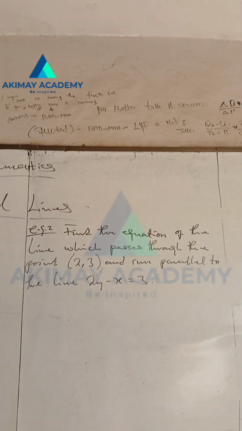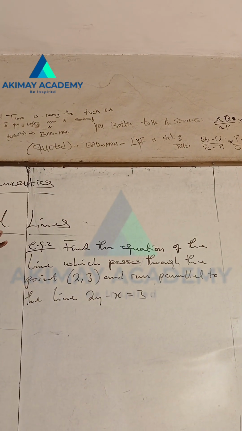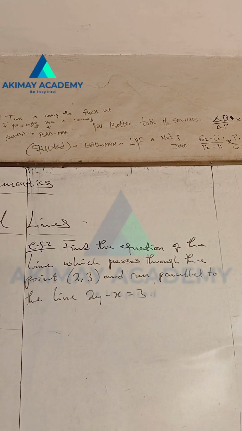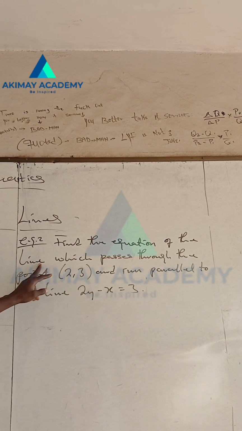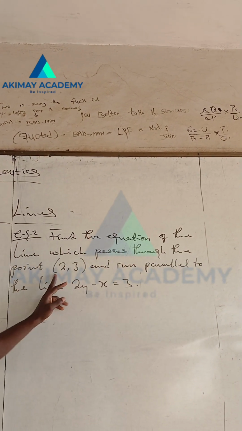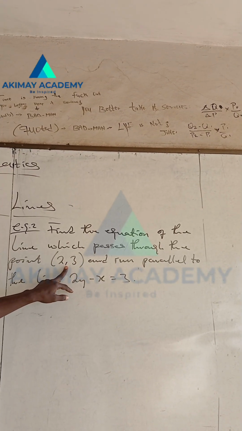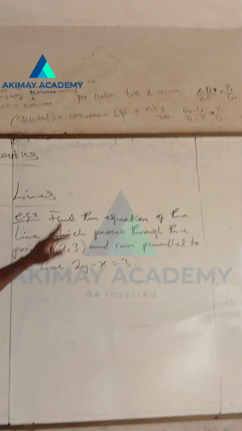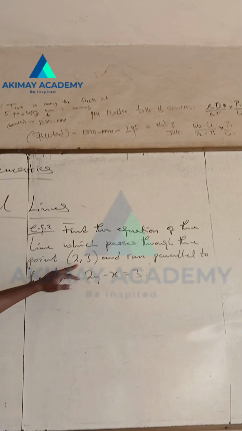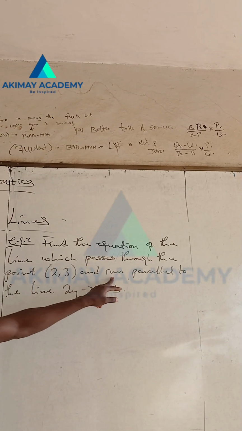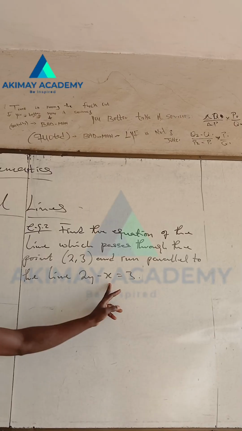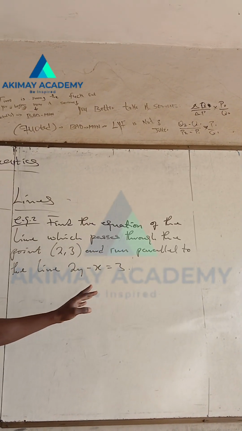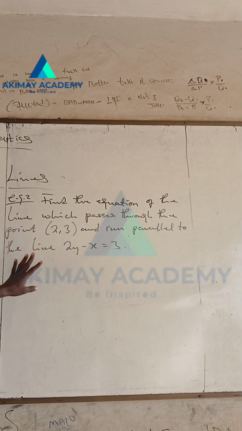Now let's look at this particular problem, which is example 2. So we have: find the equation of the line which passes through the point 2, 3 and runs parallel to the line 2y minus x equals 3. Okay, this is the problem.